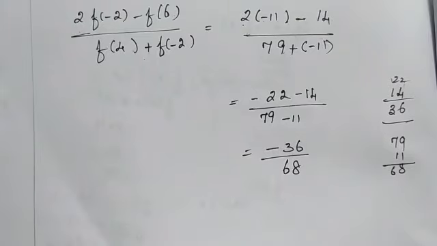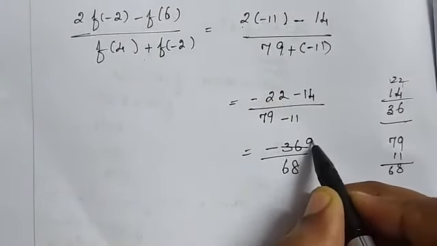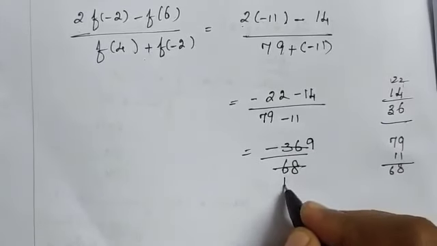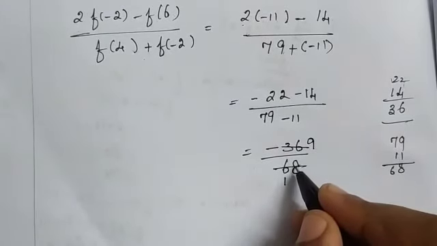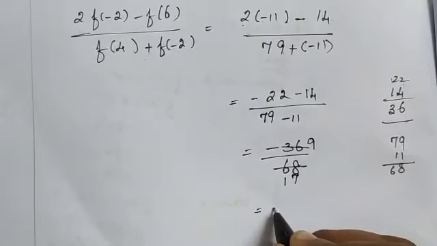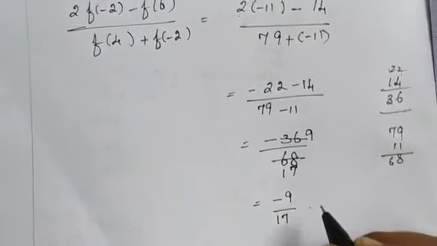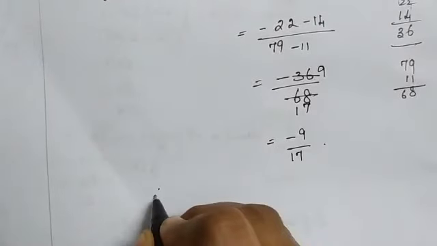Do you have a common factor? Yes. You can go for the fourth table. 9 fours are 36. 17 fours, 4 sevens are 28. Therefore, your answer is minus 9 by 17. Write all the answers. First part.